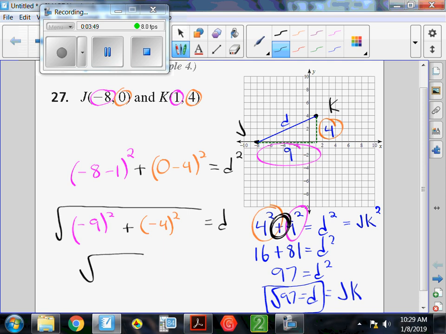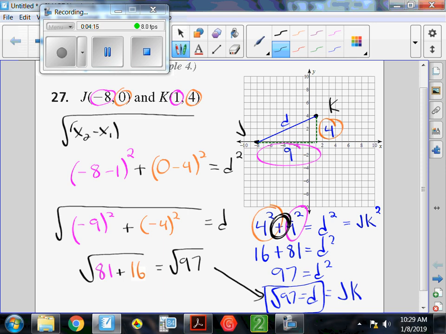So again, I'm going to have the 81 plus the 16, that's equal to the square root of 97, which is d. So the distance formula comes from the Pythagorean theorem. If I wasn't looking at it as a graph, I would have set it up. And so the distance formula, x2 minus x1 squared plus y2 minus y1 squared.